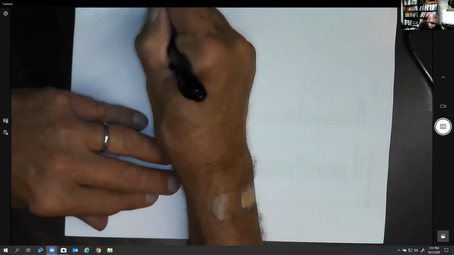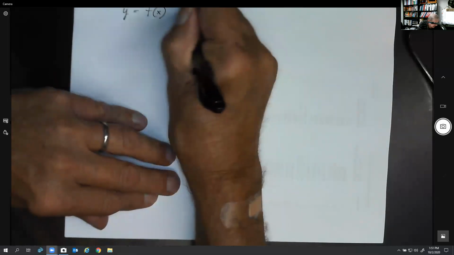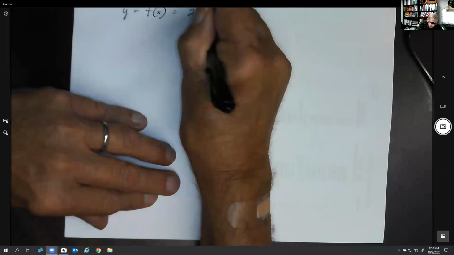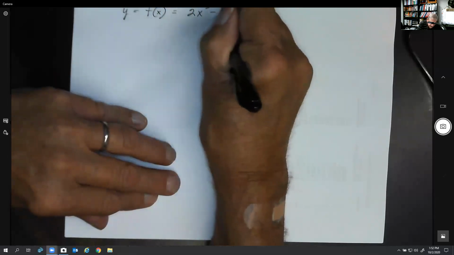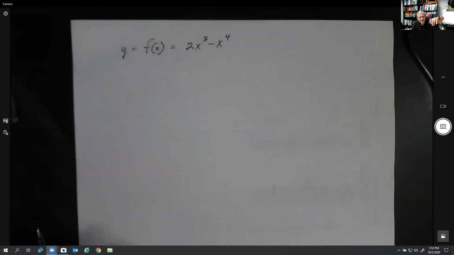Here's the second problem. This is kind of an interesting problem. Function of x, or you could say y, it doesn't matter, equals 2x cubed minus x to the fourth. Still kind of blurry.